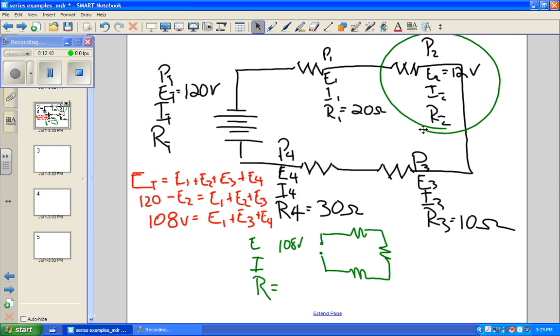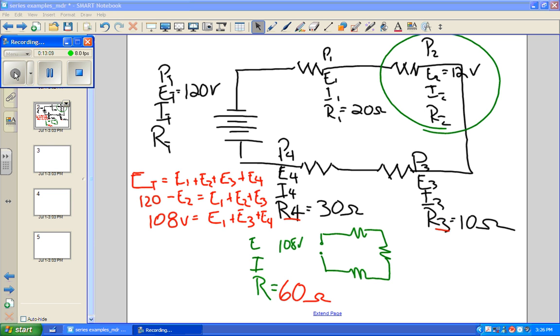And now we have a total resistance, don't we? Somebody say yes. Yes. Okay, what's our total resistance? 30, 10, and 20. 50 ohms? Is that right? We've got 30, 40, 60. Okay, 60 ohms. Okay. Now, if I do that, does that give me a current? 1.8. Okay. 108 divided by 60. 1.8. Thank you.